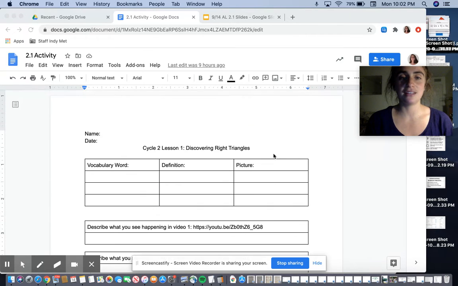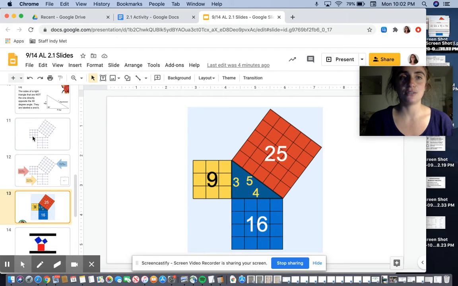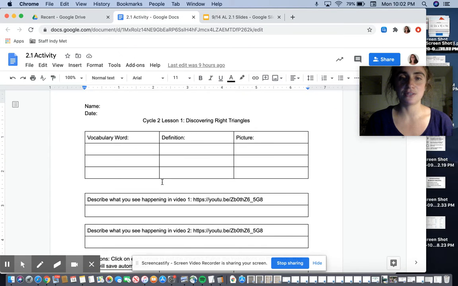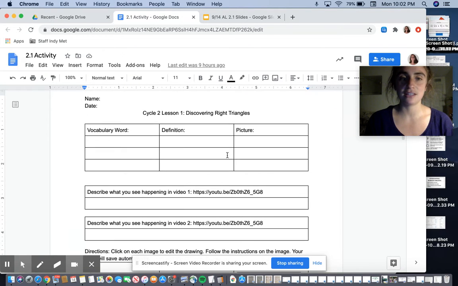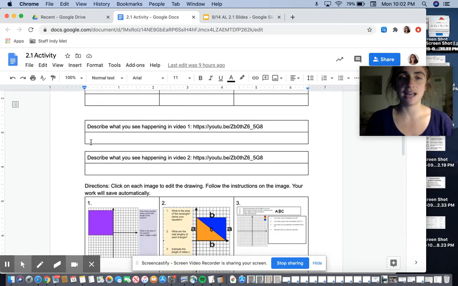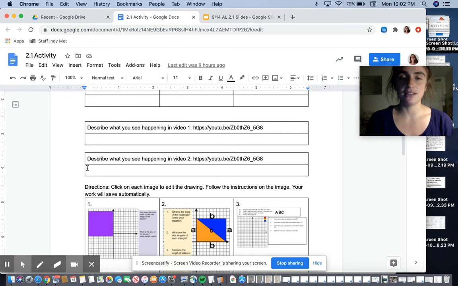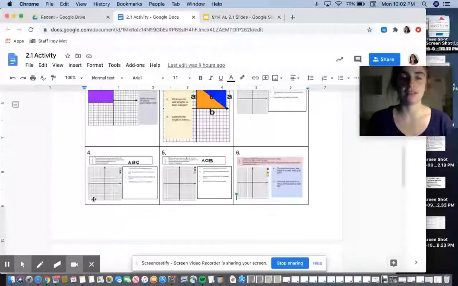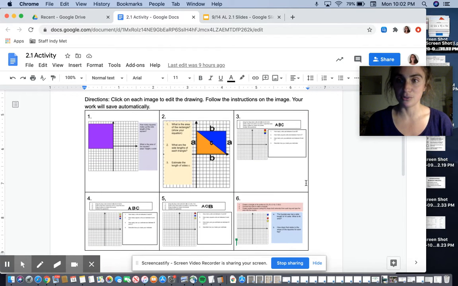So yesterday we did lesson 2.1, and it started off like this. I was so excited that you were back and we were ready to jump into cycle 2. We did an activity called Cycle 2 Lesson 1, Discovering Right Triangles. I will attach the slides from yesterday along with this worksheet if you need to complete it. There are vocab words on the slides, you watch 2 short little videos and say what you see happening, and then there are these 6 questions, which make up the digital worksheet.